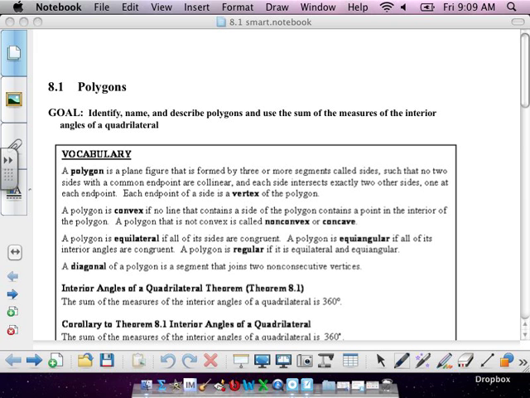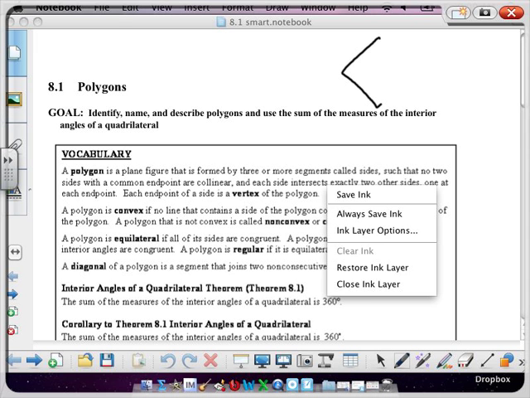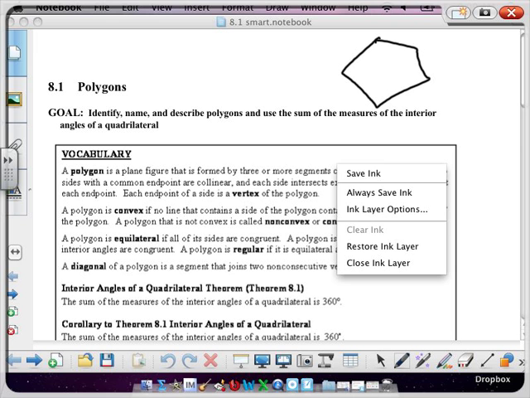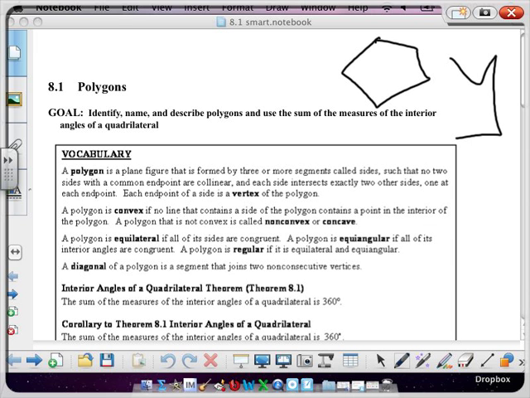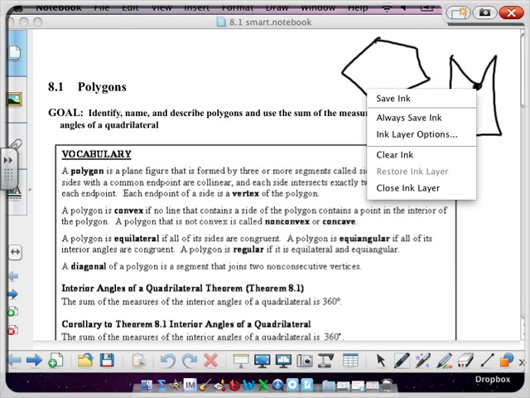So, this is a convex polygon. This would be a concave polygon. See how one of the points is in the inside? Concave, caved in, versus convex.